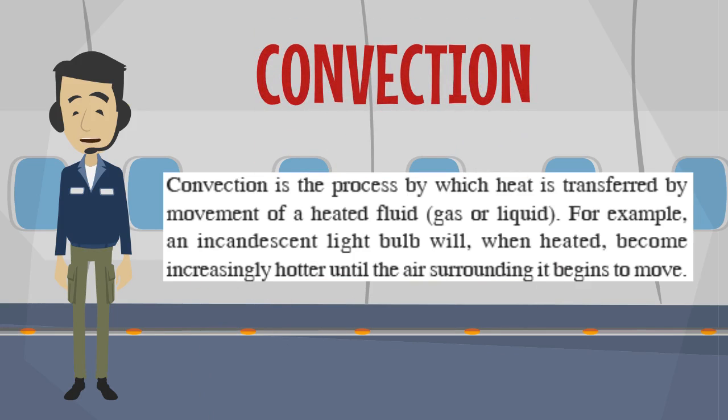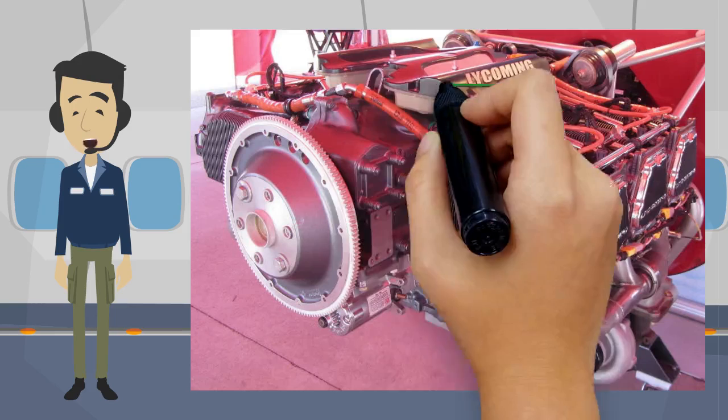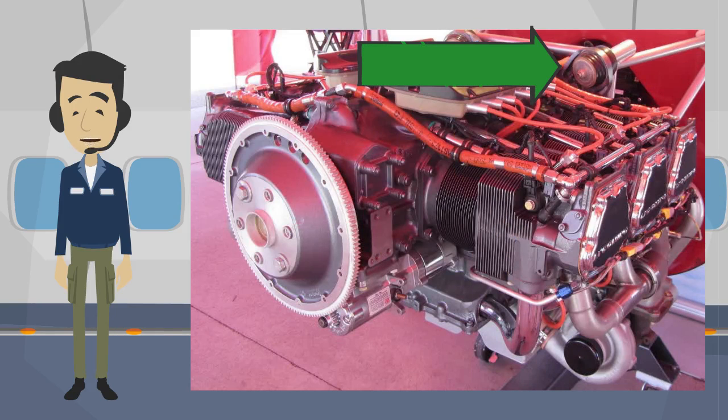The easiest way to think of convection is the heat coming off the top of a radiator and heating the air above it. You would be able to feel heat in the air above the engine as the cylinders heat the surrounding air, causing it to rise.